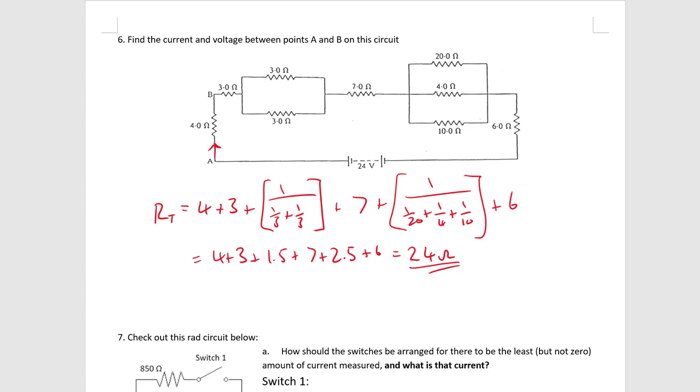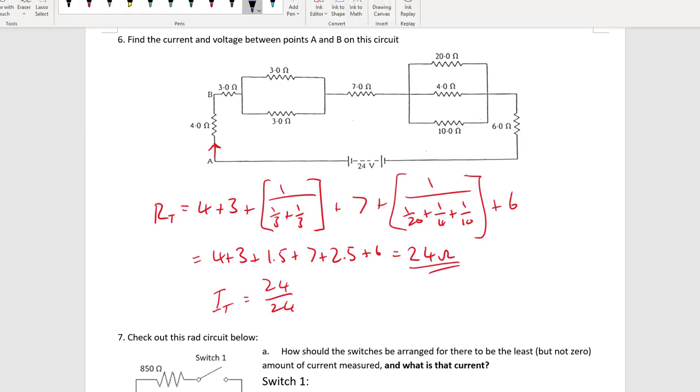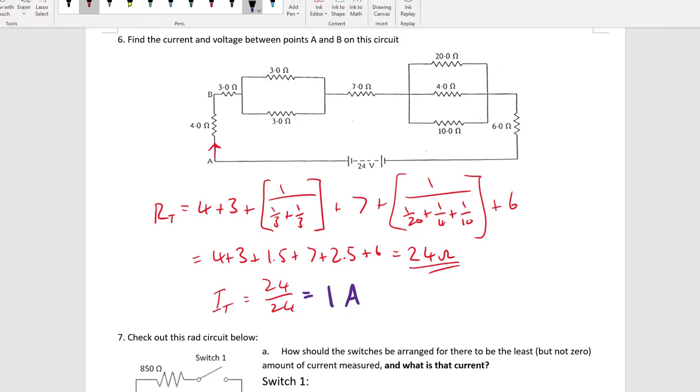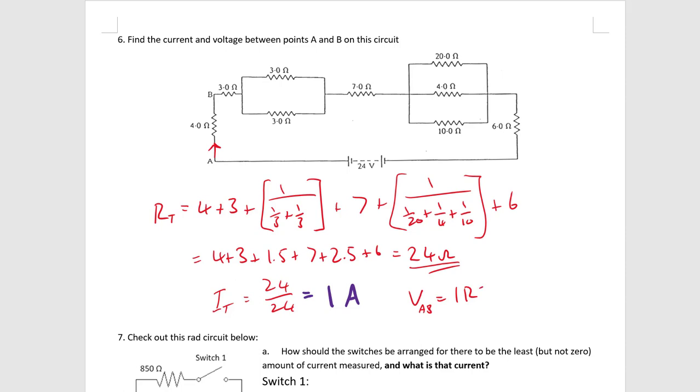Now since the power source is 24 volts, that would mean that the current going through the entire circuit would be 24 divided by 24, which would equal 1 amp. And the voltage is going to be IR, right? So the voltage across that one resistor between A and B would be the current going through it, which is your 1 amp, multiplied by the resistance, which is 4 ohms. So I guess you can just say 1 times 4, so it'll be 4 volts.